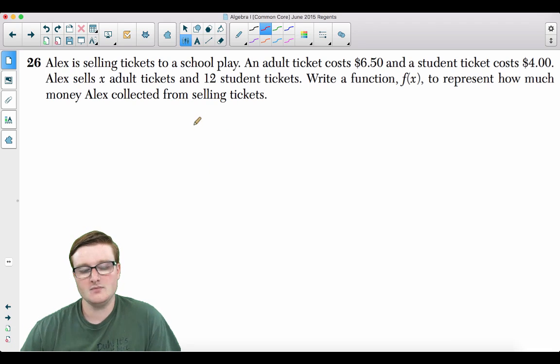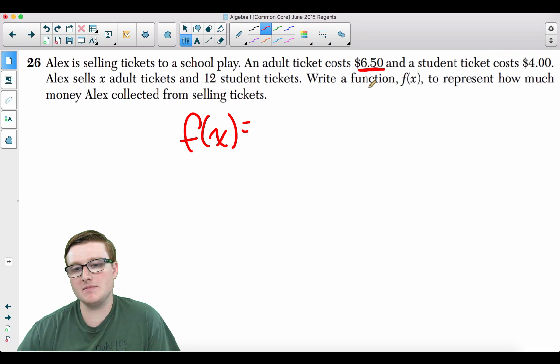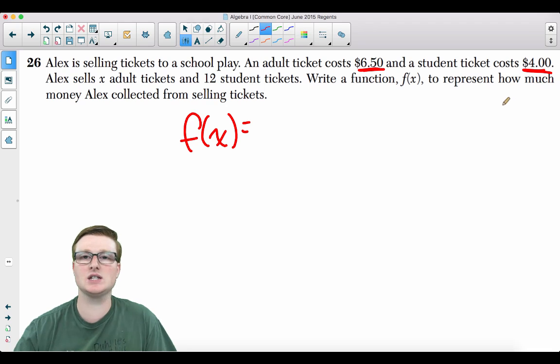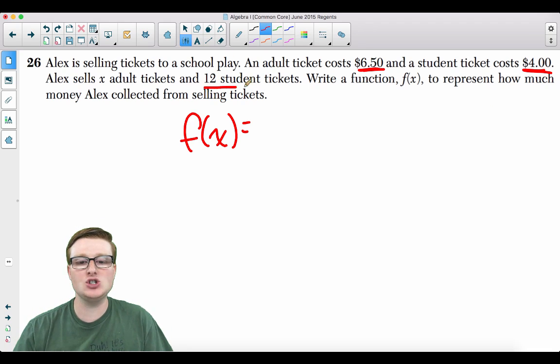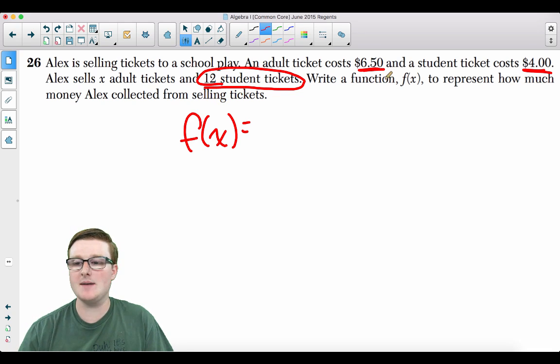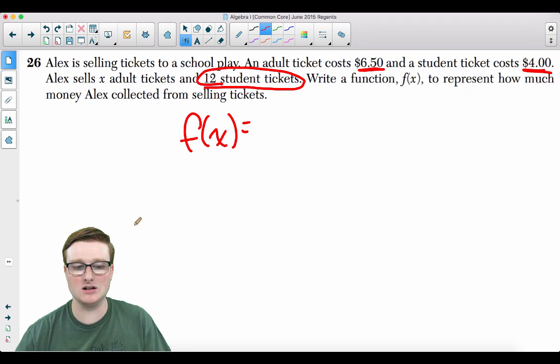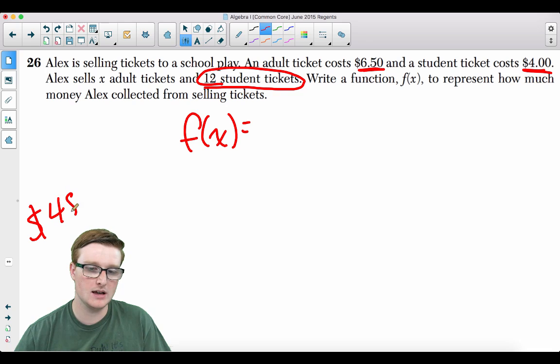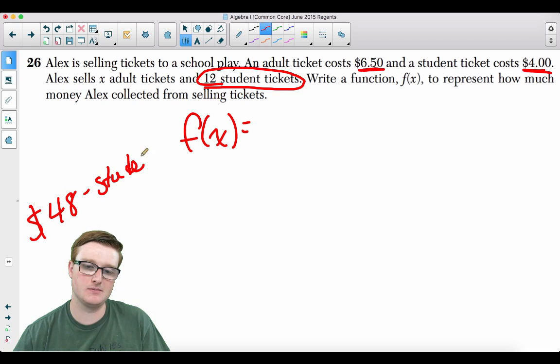So we're going to say that f of x. Now, we know that one adult ticket is $6.50 and one student ticket is $4. He sold 12 student tickets. So that means he sold $4 times the 12 student tickets. He sold a total of $48 in student tickets.